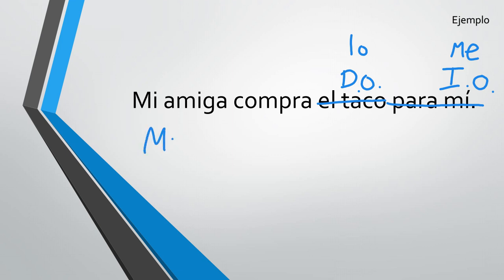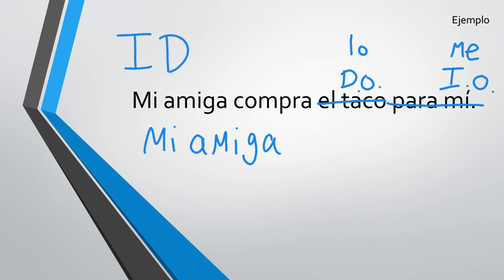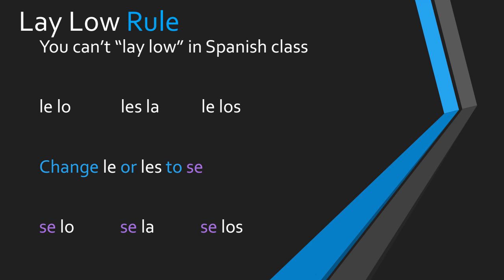All right, so we're going to start with our subject. And then we are going to remember the ID rule, all right? Which means that we're going to put our indirect object pronoun first. So we're going to put me next. Then we'll put our direct object pronoun lo, and then we'll put our verb after that, all right? In English, we actually put our verb and then we put our pronouns after our verb. So, mi amiga me lo compra. My friend buys it for me.